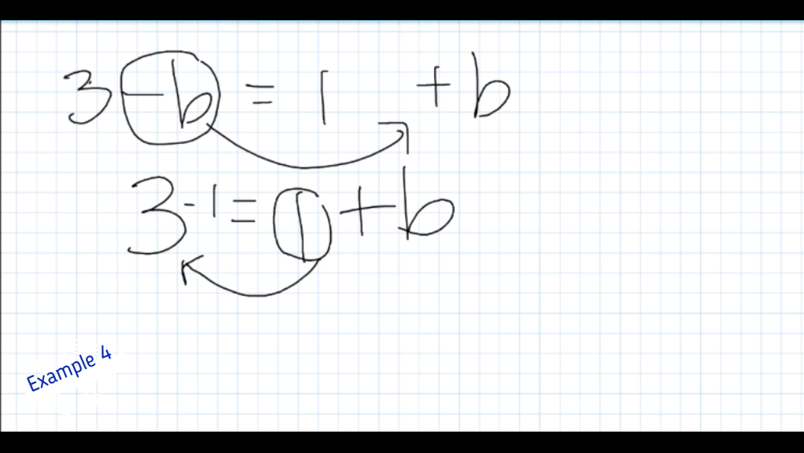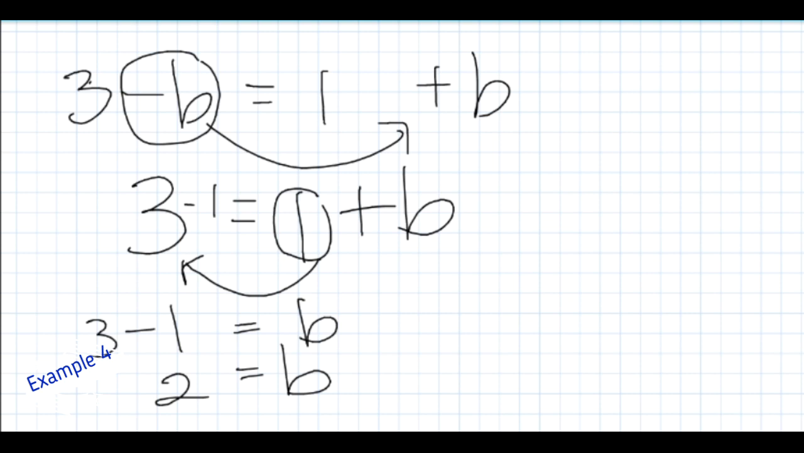So let's rewrite it again. 3 minus 1 is equal to b, which means 2 is equal to b, which is the same as b is equal to 2.